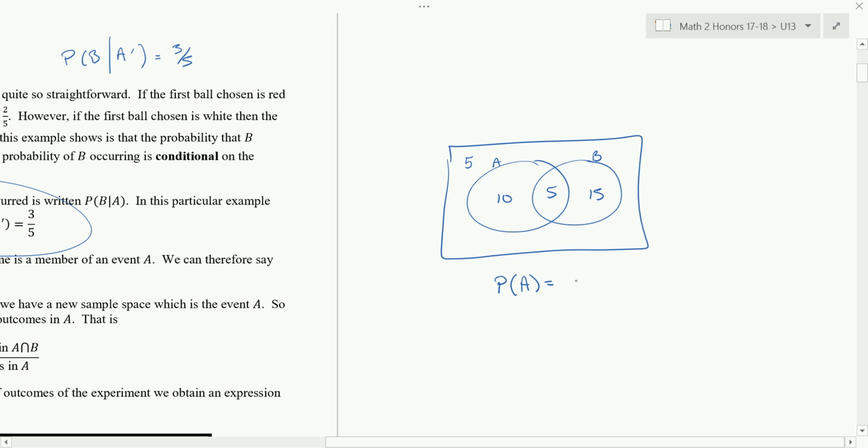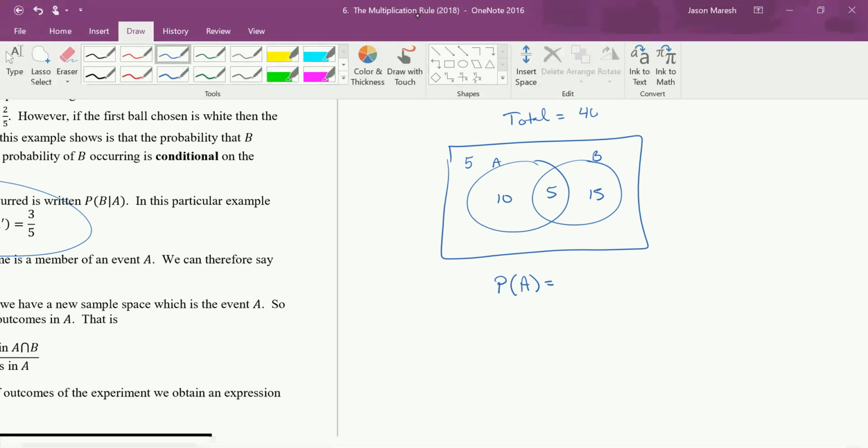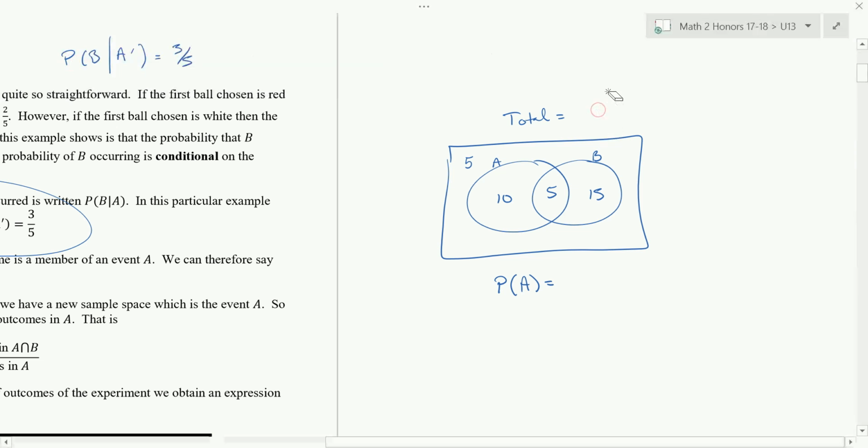What would you say the total of everything here is? What's 5 plus 10 plus 5 plus 15? 35, yeah, not 40. So what's the probability of A? How many things are in A? 15 out of 35. And don't worry about reducing yet.